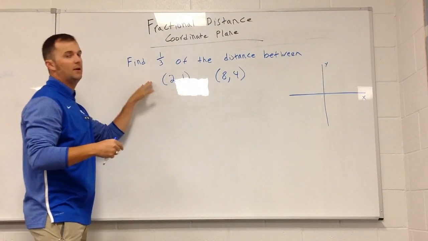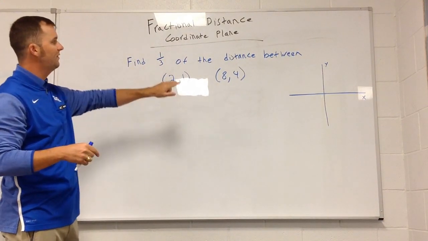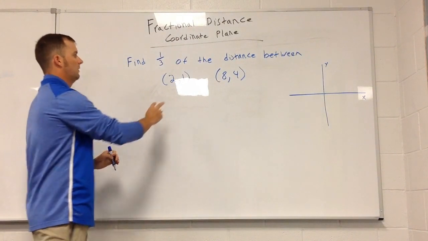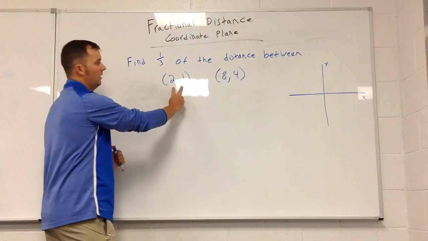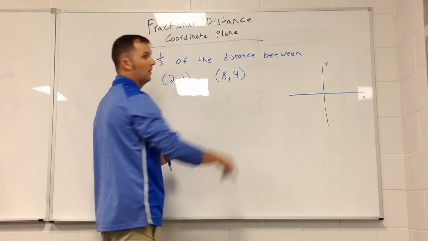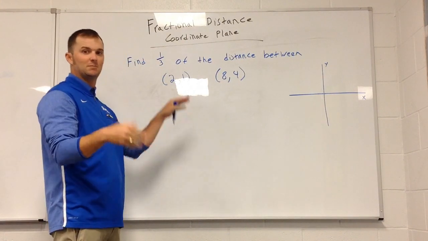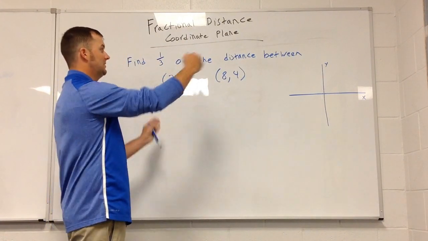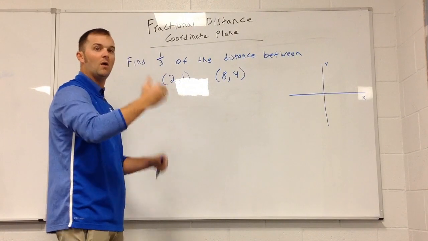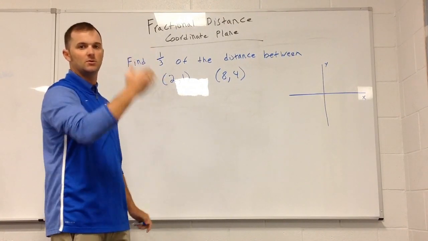What we're working on here says we need to find 1/3 of the distance between the coordinate 2, 1 and the coordinate 8, 4. We actually learned how to find the distance between these 2 points. So we're taking the distance and finding where 1/3 of that distance is going to be.